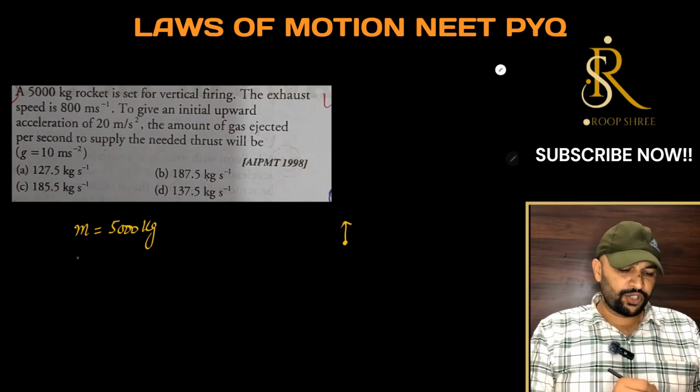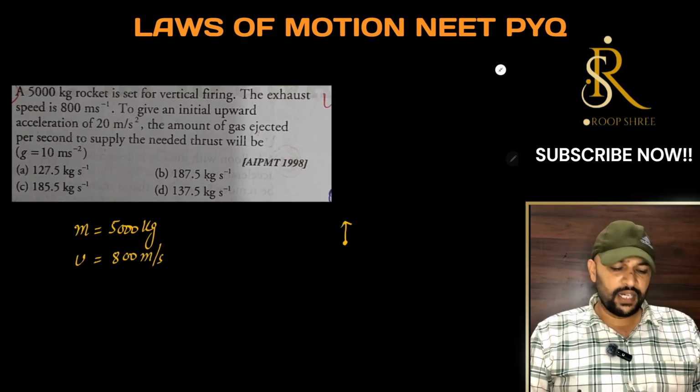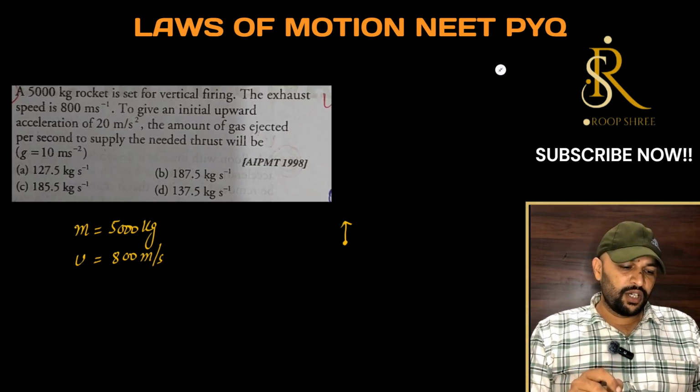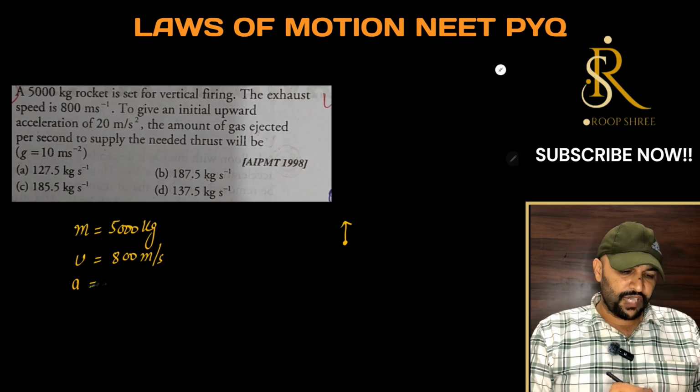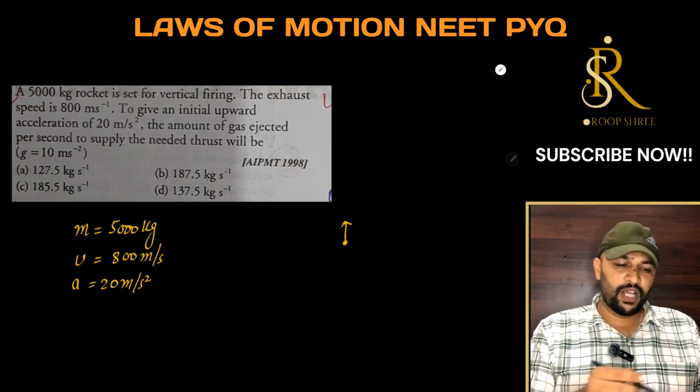Great. The exhaust speed. So velocity of exhaust speed means velocity of the gases which are coming out of the rocket, that is 800 meter per second as per the problem. To give an initial upward acceleration. So upward acceleration a is equal to 20 meter per second square. The amount of gas ejected per second to supply the needed thrust will be how much, right?